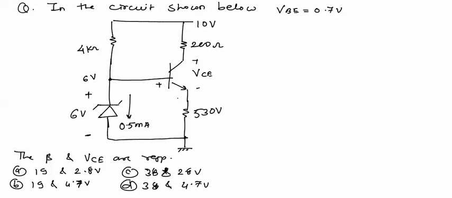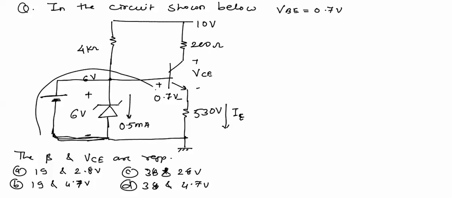Now for this transistor VB is given equal to 0.7 volt. Now we can replace this 6 volt with a battery, so we can apply KVL. This is not a practical battery, but we are using it just for applying this KVL equation correctly. Now through this resistance the emitter current IE will flow. When we apply KVL in this loop, we can calculate this emitter current IE.